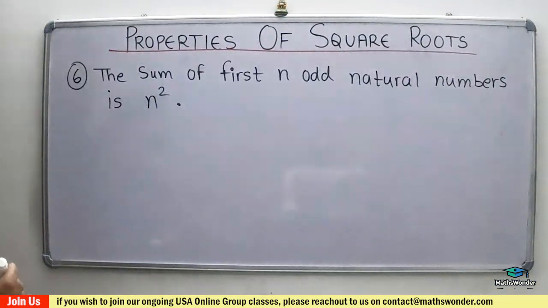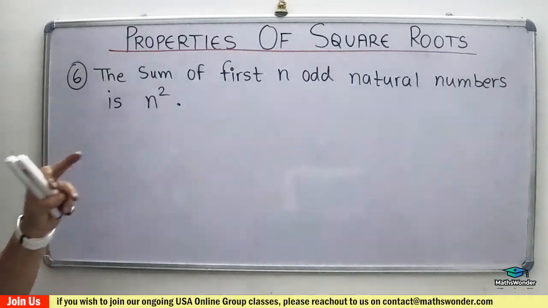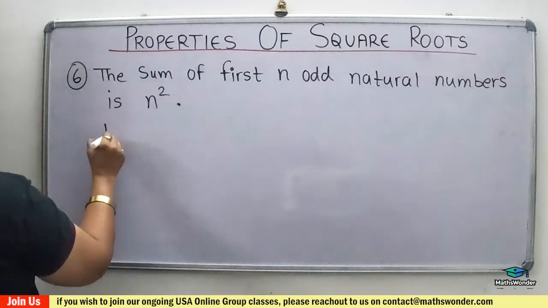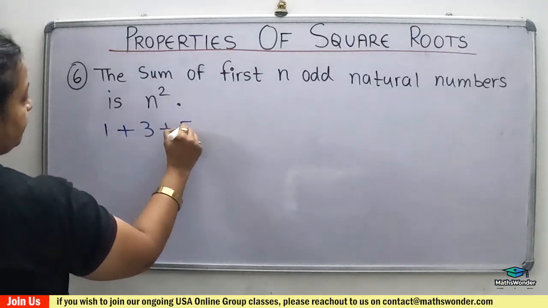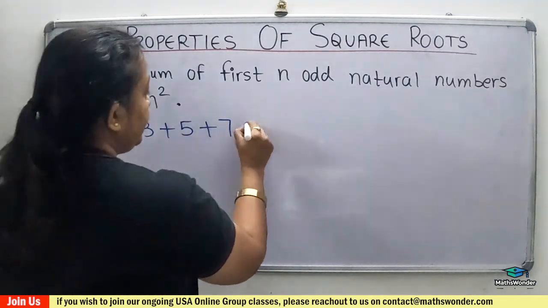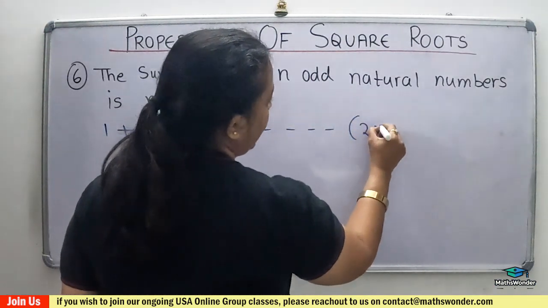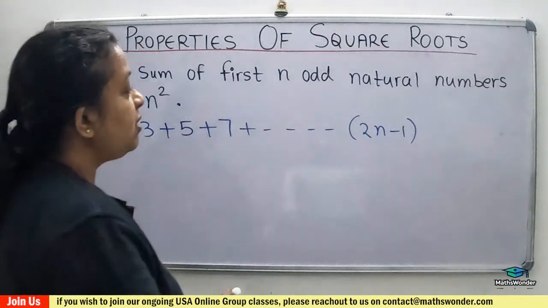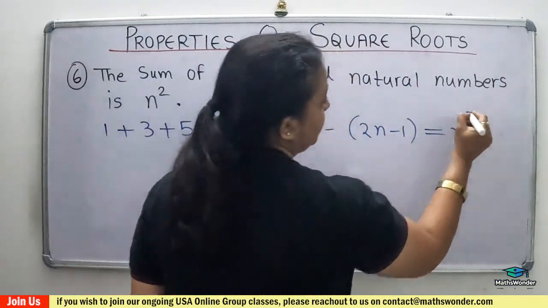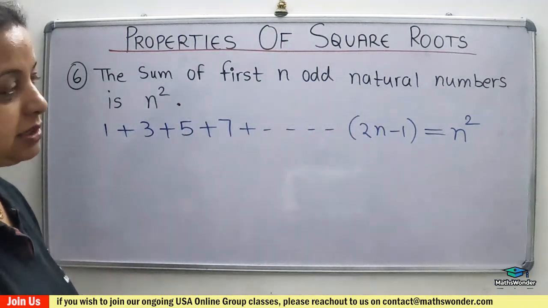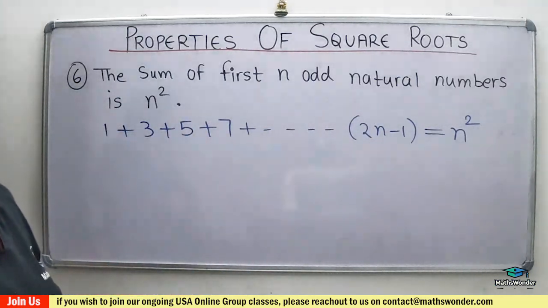What does the sixth property say? The sum of the first n odd natural numbers is n square. That means when you add 1, 3, 5, 7, see, all are odd numbers, right? When you add up to 2n minus 1, this is a higher grade concept, okay? It always gives n square. What does this mean? Suppose you are adding 5 odd numbers. So it will be 5 square, which is 25.